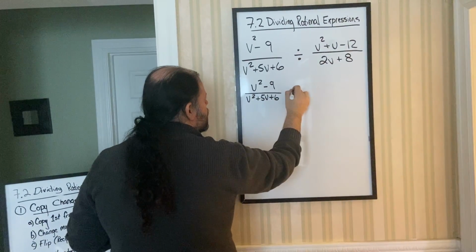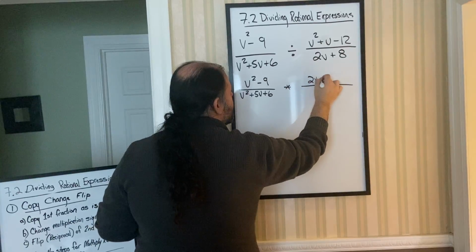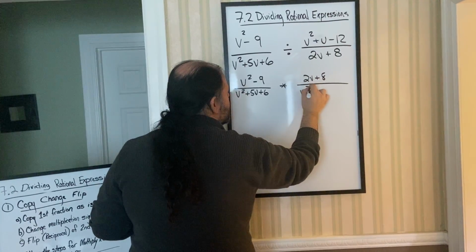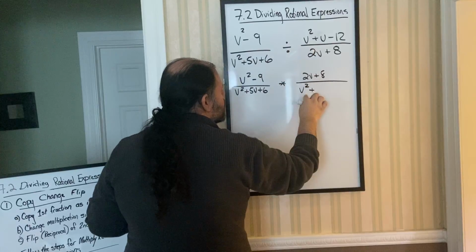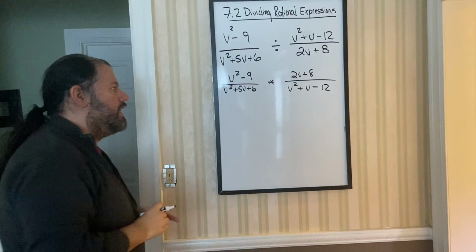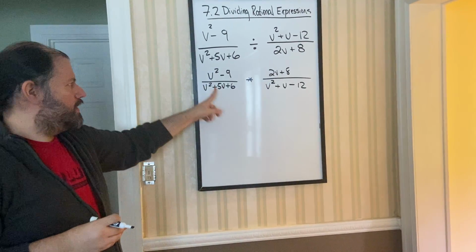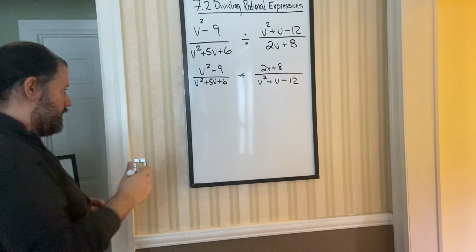You know you're going to change, and then you're going to flip. Flip, you can see top goes to the bottom and vice versa. Now that I have a multiplication symbol, now I can do my four corners. Factor out the top corner.